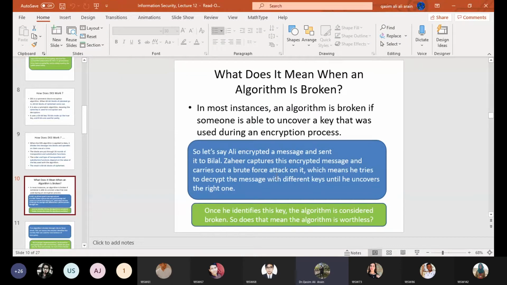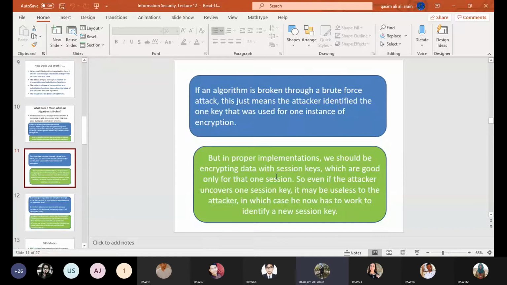So this means, if your algorithm is broken, does it mean the algorithm is worthless? This is a question that he's been asking. If an algorithm is broken, does it mean it has become useless? I need to give you the answer to this particular question in the next few slides.